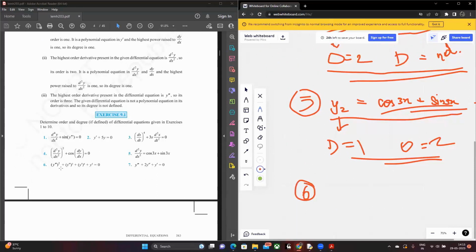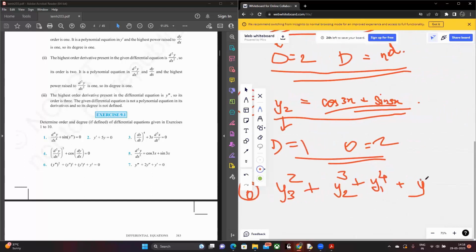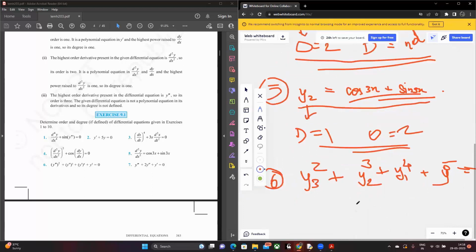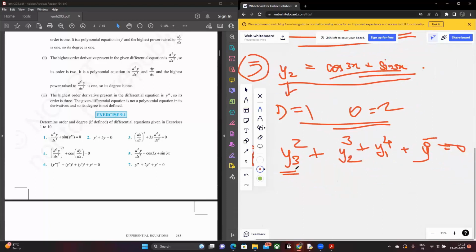Question number 6. It's y3 squared plus y2 cubed plus y1 power 4 plus y power 5 equal to 0. Right? Again, we don't care about all the rest of the terms. Highest order term, degree, right? And if it's polynomial. Well, no brainer, that's polynomial. Degree and order are well defined, right? From here, you get that the order is 3. And the same way, you get that the degree is 2.